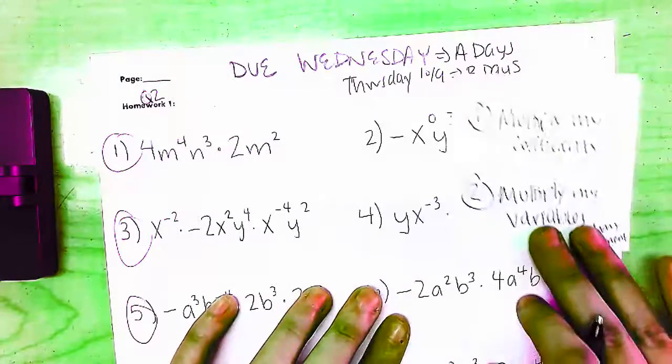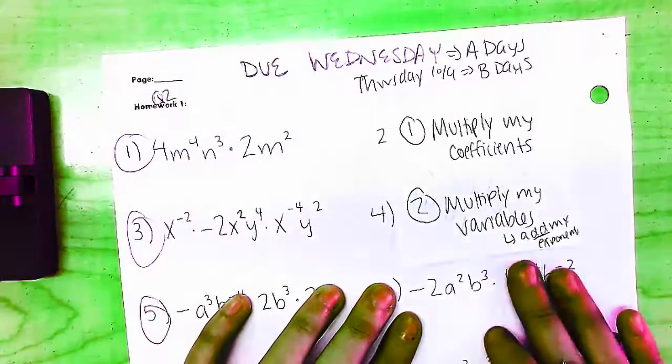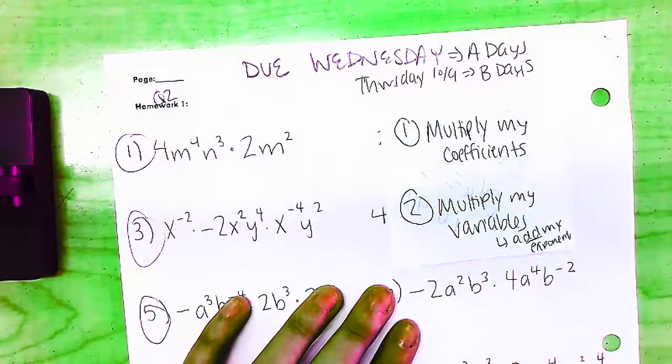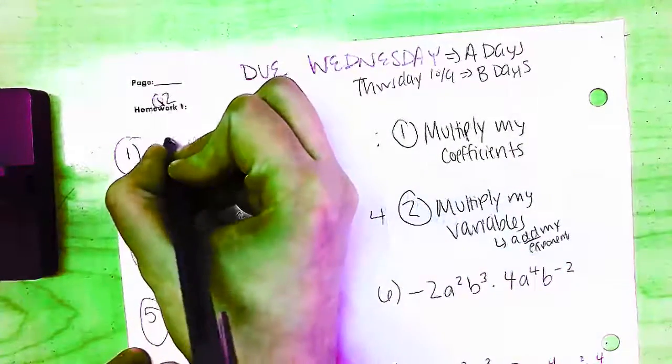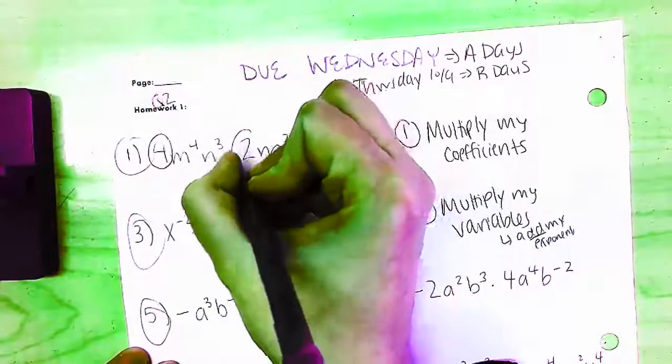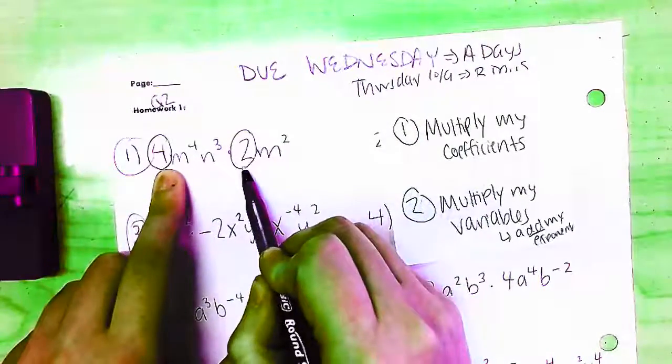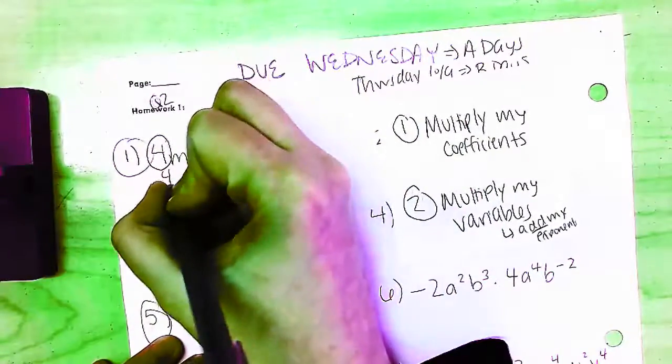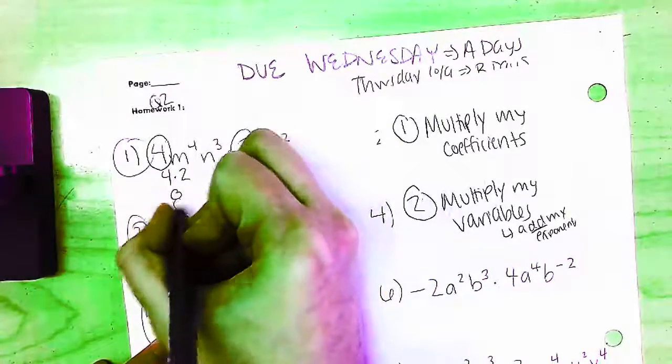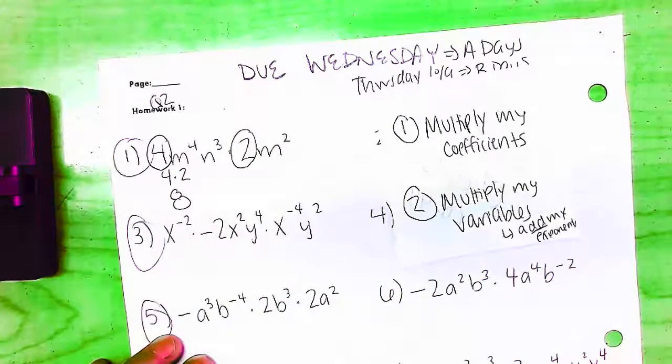Okay, so now that I have that, I'm going to leave it off to the side so I don't forget. Step 1 says multiply my coefficients. A coefficient is the number in front of my variable. So 4 times 2 is going to give me 8. 4 times 2 is 8.